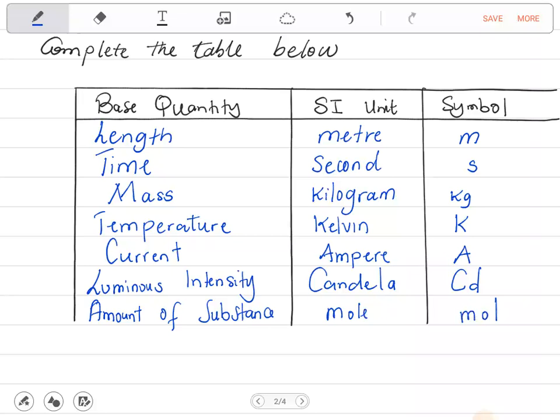These are the 7 commonly used base units, which I want you to know by heart. In case they ask you, you should be able to list them, and write their SI units and their symbols.